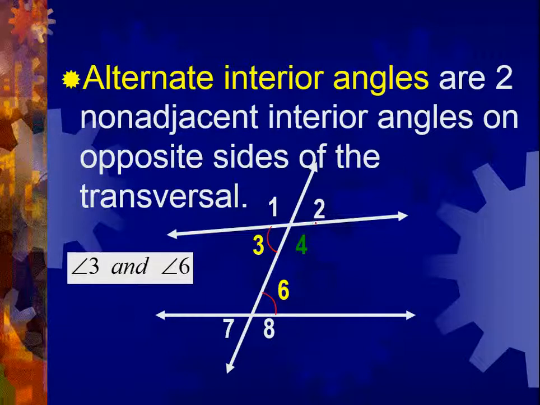Angle 4 is on the right side of the transversal. If we want an alternate interior angle to that, we got to go to the left side, still between these two lines. So it is an alternate interior angle to angle 5. This pair of angles is called an alternate interior angle pair.